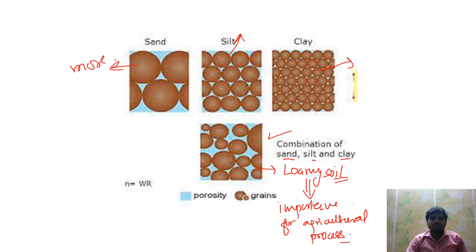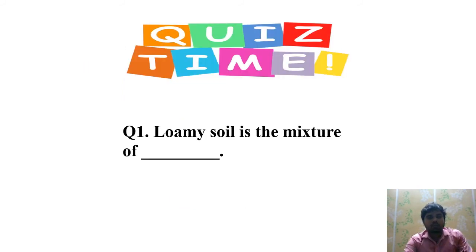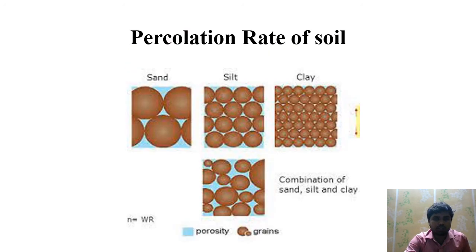Okay, so sand, silt and clay will form a loamy soil. Now loamy soil is the mixture of sand, silt and clay. Okay, is it fine? Now moving to the next section.